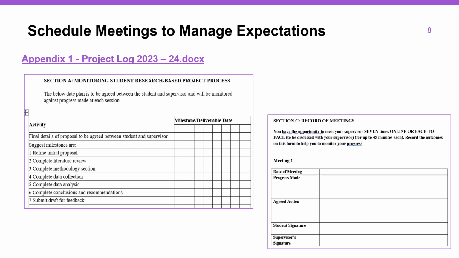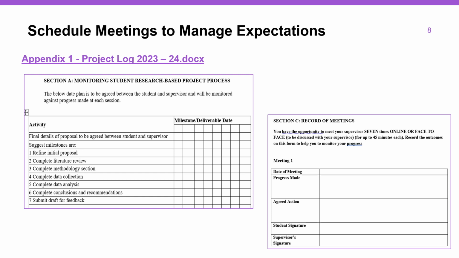As you can see on the screen, there's a section A called Monitoring Student Research-Based Project Process, which highlights the key activities of a research project. For example, refine initial proposal under 1. You can put a note under the milestone or deliverable date box so you agree when the students will finish this particular task, and then you get the meeting scheduled in advance with the student.